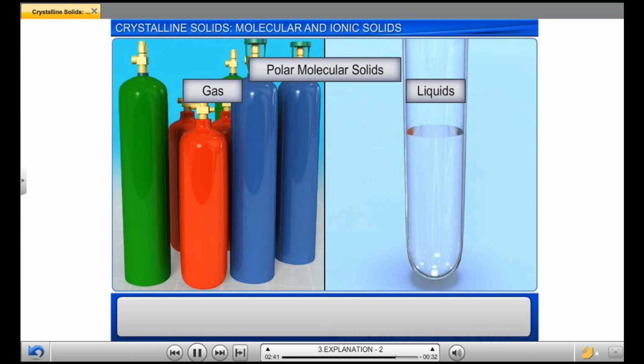As a consequence, these solids have relatively high melting and boiling points. However, these are usually gases or liquids at room temperature and normal atmospheric pressure. Like non-polar molecular solids, these are also soft and non-conductors of electricity.